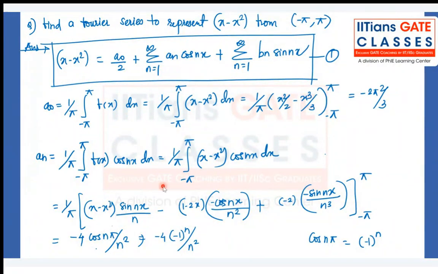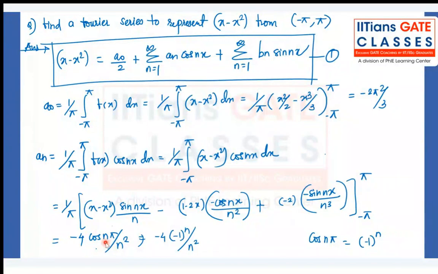So basically, when you are solving this, your limit is minus pi to pi. Sine of n pi is 0. So all the terms in which sine is there, it is 0. So this term will become 0. This term will become 0. Only the term in between remains, right? And after putting pi and minus pi, you will end up with this term, which is minus 4 cos of n pi divided by n square.